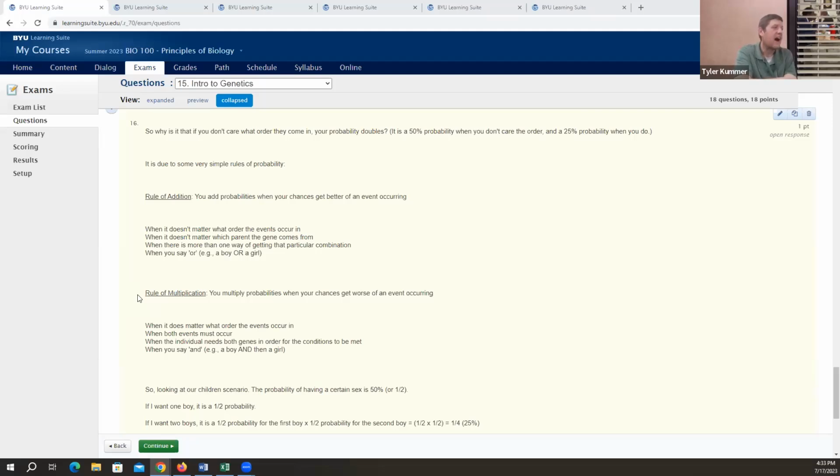Because we're okay with either path, we don't care which one gets us there, we can then add those 2 probabilities together. So the 25% from one and the 25% from the other, we add those together, and there's a 50% probability that we would end up with a boy and a girl. So that's kind of how these 2 laws of probability work together.